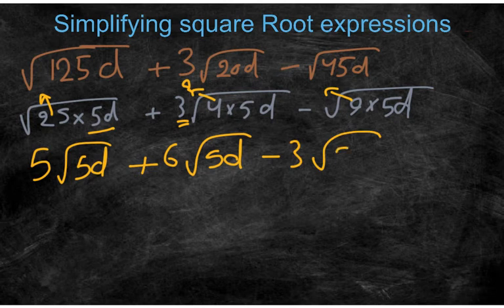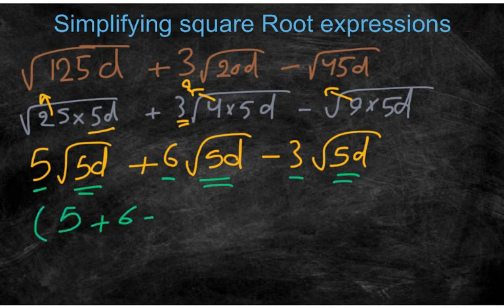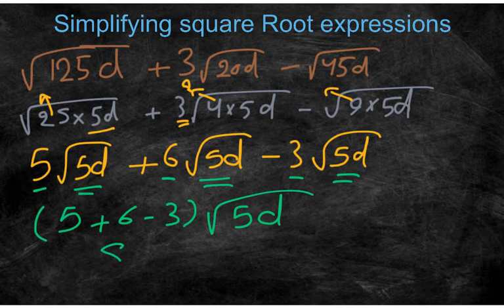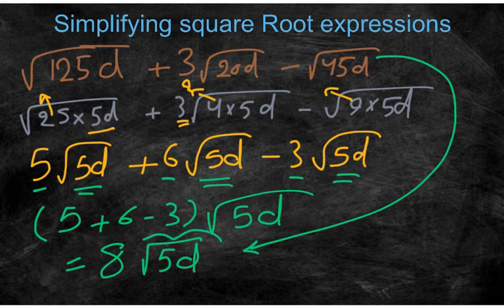Minus 9 out of the square root is 3 square root 5d. Here we get all 5d inside the square root, meaning we have like radicals here, so we can combine. It will be 5 plus 6 minus 3 square root 5d. 5 plus 6 is 11, minus 3 is 8 square root 5d. Look, we simplified this expression to 8 square root 5d.